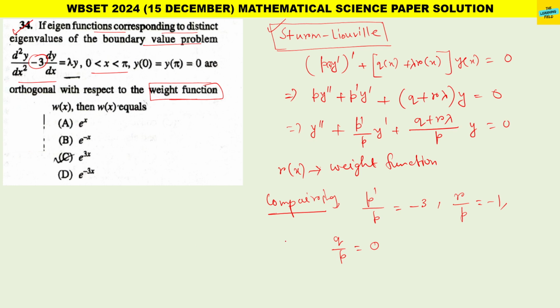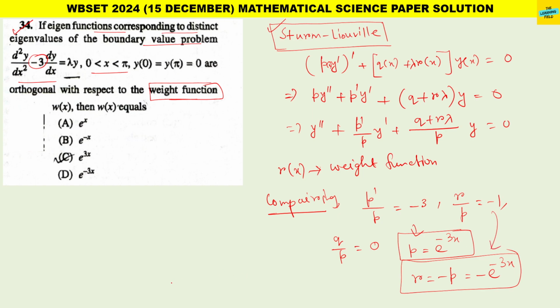So p equal to what? If we solve this problem, p equal to e to the power minus 3x. Fine. p equal to e to the power minus 3x, and r equal to what? Minus p is equal to minus e to the power minus 3x. From this equation, r equal to minus 1.